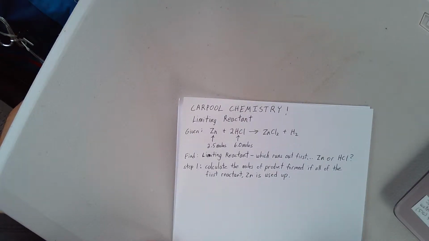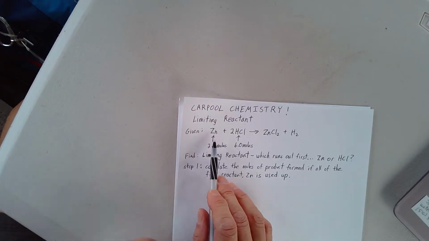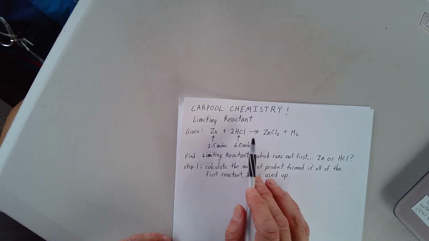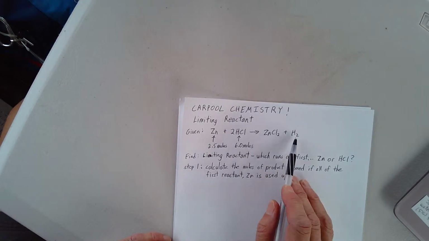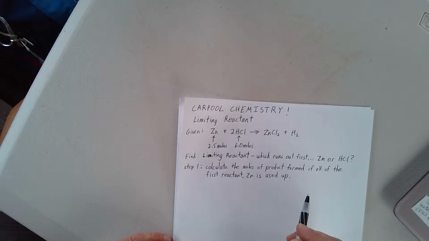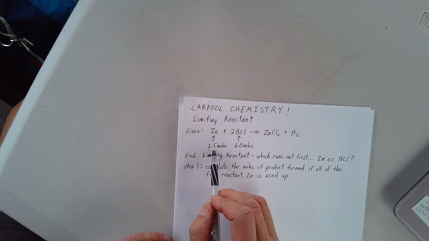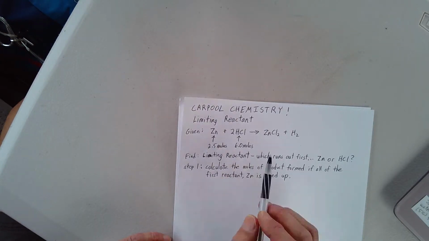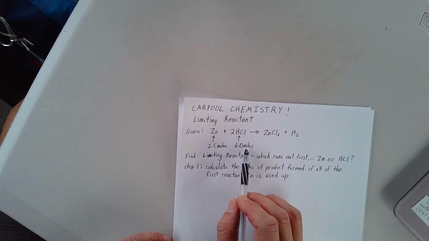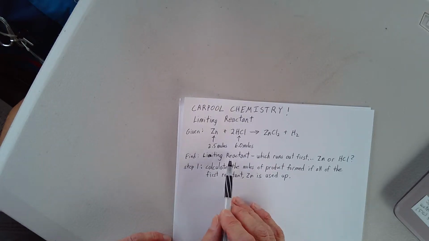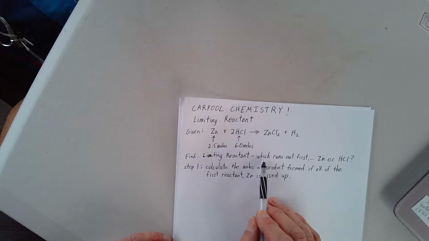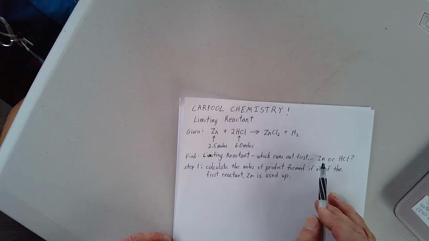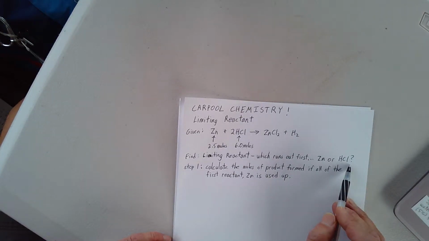Today we're going to learn how to calculate the limiting reactant of a chemical equation. Let's say you're given the reaction of zinc with hydrochloric acid to form zinc chloride and hydrogen gas. And let's say you're given only 2.5 moles of zinc and only 6 moles of hydrochloric acid. We want to find the limiting reactant, that is, which runs out first, zinc or hydrochloric acid.